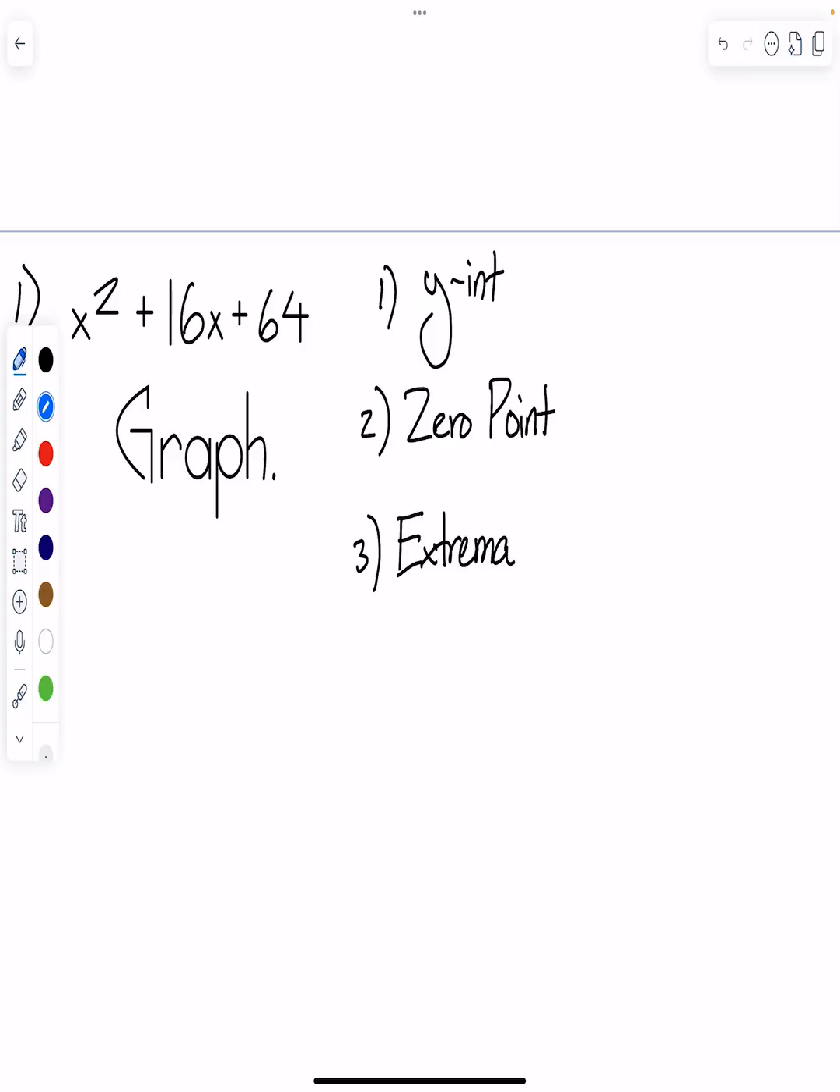I have my y-intercept, which is always my c value. So that checks off, it's at 64. Right? To find your 0 point, you need to convert from standard form to factored form. There are many different ways we can do that. We can find two values that multiply to c and add to b. We can use the quadratic formula.